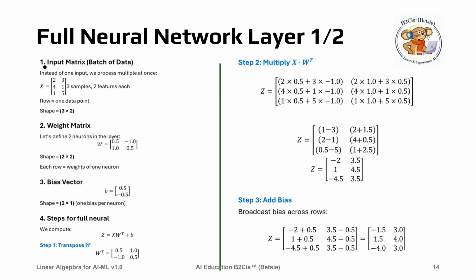For a full neural network layer, we process a batch of data using matrices. We multiply the input matrix X by the transpose of the weight matrix W, then add the bias vector. This process computes all neurons simultaneously across the entire layer. We have 3 layers here, M being called samples and 2 data in the vectors. Z is being computed as XW^T, and then the bias is being added.